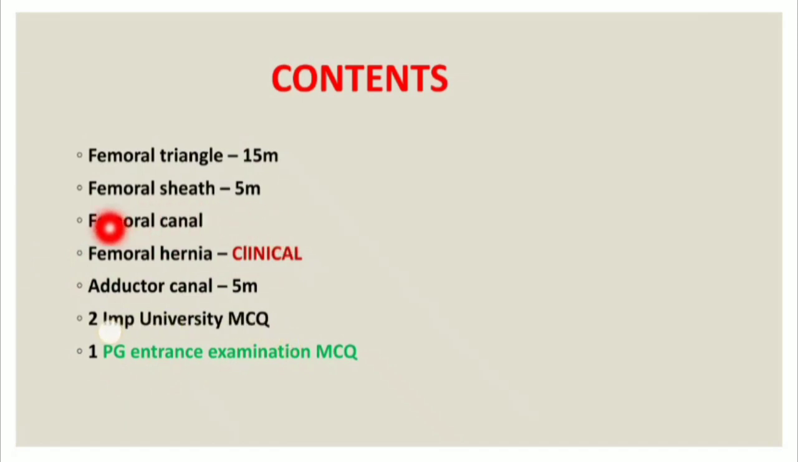What do you mean by hernia? He will definitely ask what is inguinal hernia and femoral hernia. So you have to understand the proper anatomy of this femoral triangle. Then we are going to discuss the adductor canal. This is a very important university short note, asked many times, a repeatedly asked question. The femoral triangle is a very important university essay question, and the adductor canal is also very important. Then I'm going to discuss two important MCQs for university examination.